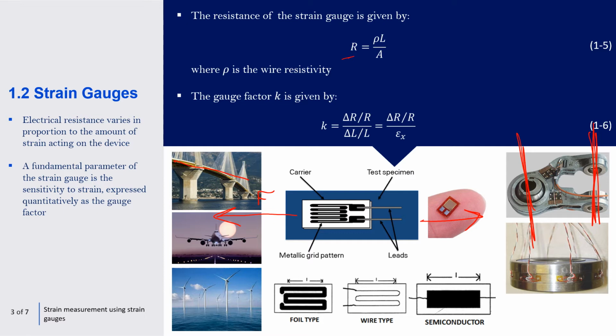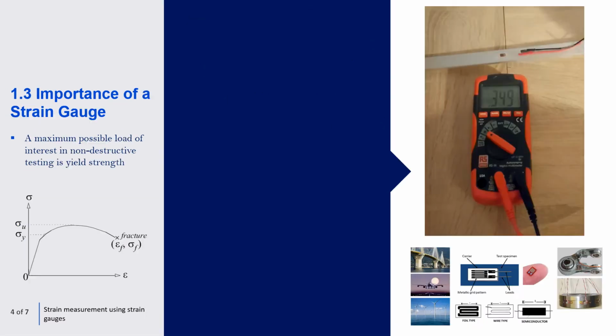Another important thing to look at is the gauge factor. The gauge factor is effectively the change of the resistance over the baseline resistance, over strain, and typical values for this are approximately 2. If you look at the specification when you buy a strain gauge, it will be within there.